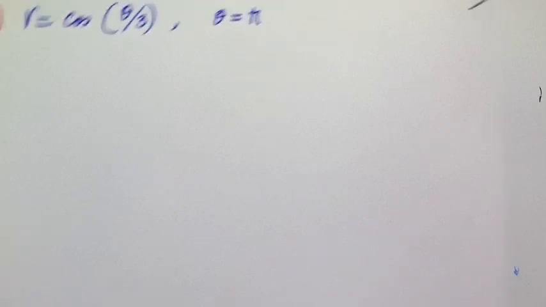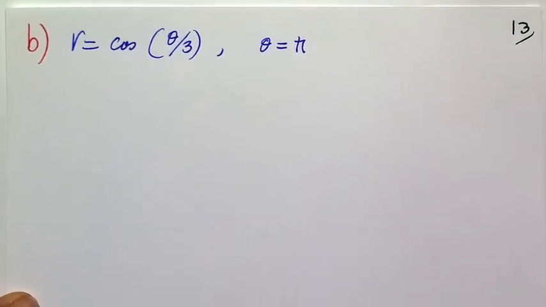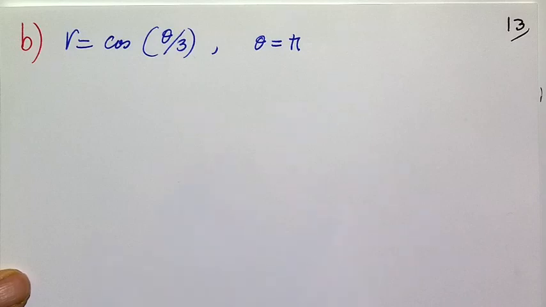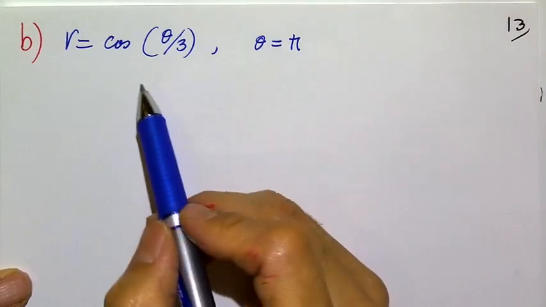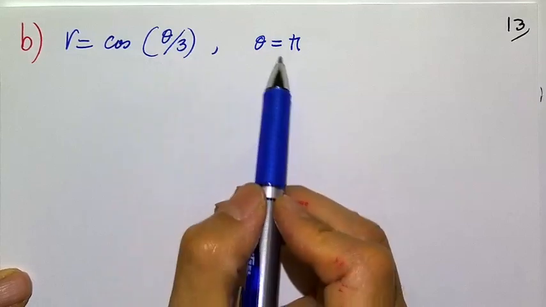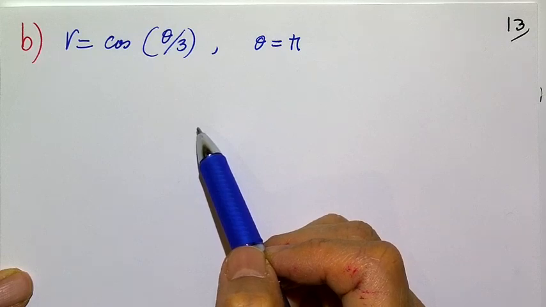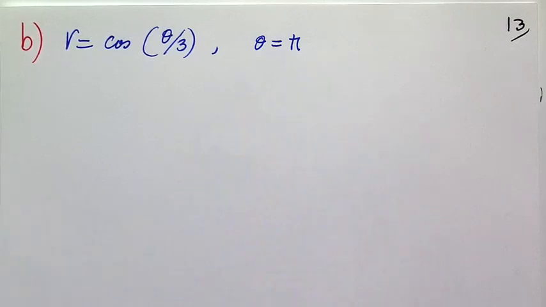Let's do another example of the same kind. Here it is. Maybe it's a good time now to pause the video and solve this on your own and find the slope of the tangent at theta equals pi. I hope our answers agree at the end.